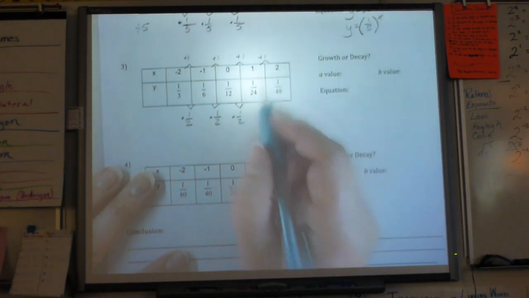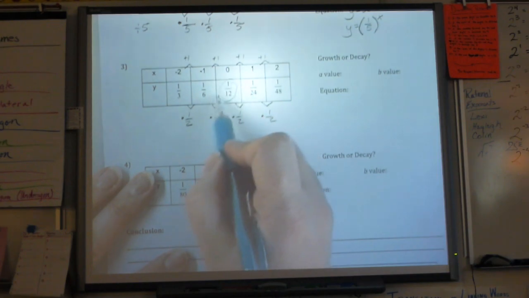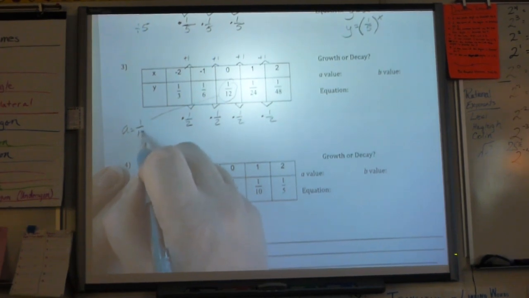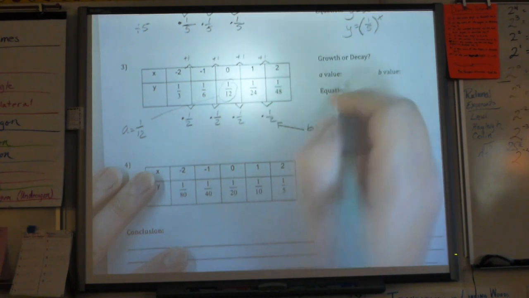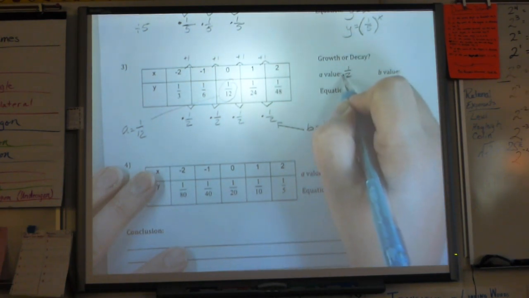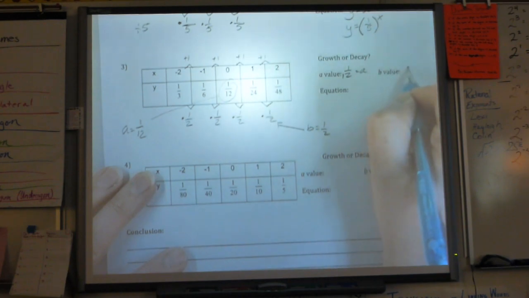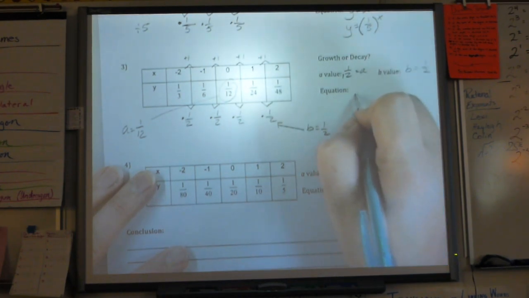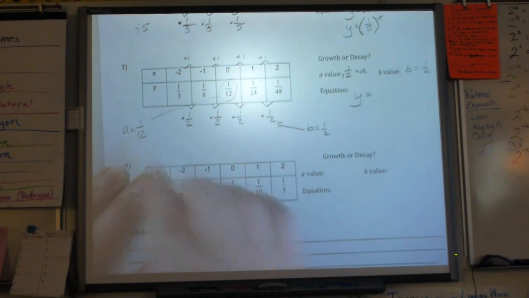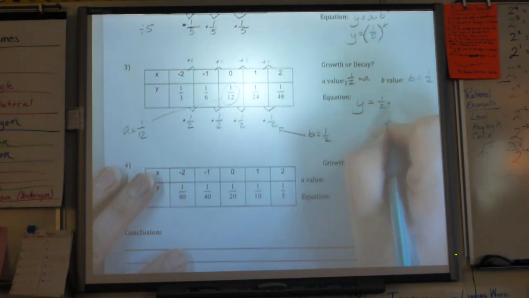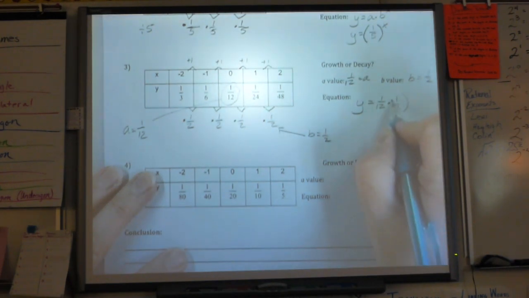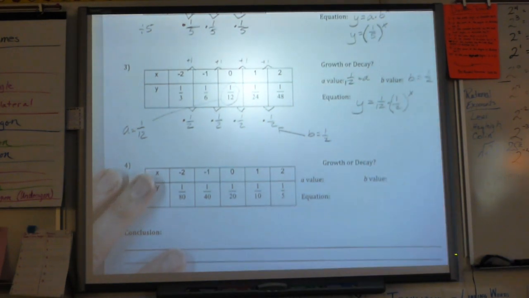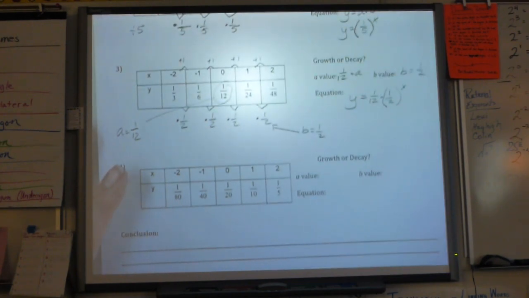Okay, so our starting amount is here. So a equals 1/12. And b, this is our growth factor, is 1/2. So a is 1/12, and b is 1/2. So y equals a, 1/12, times b, which is 1/2, to the x power. Y equals 1/12 times 1/2 to the x power.